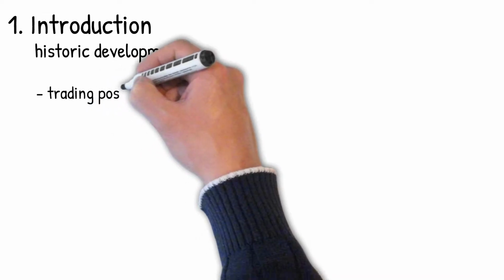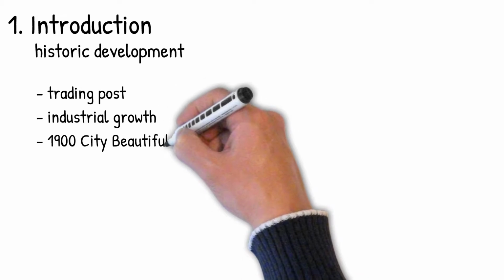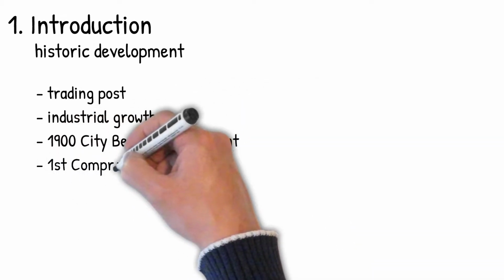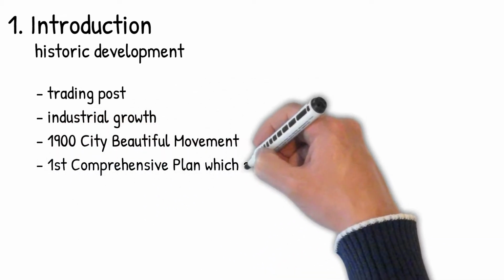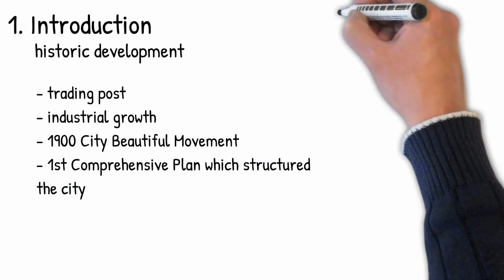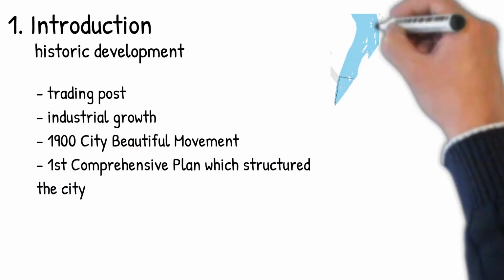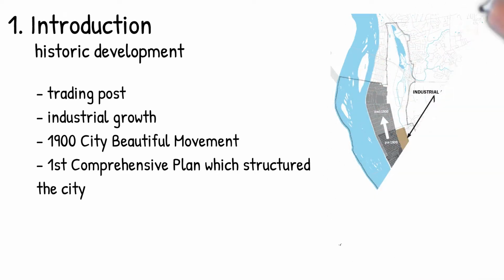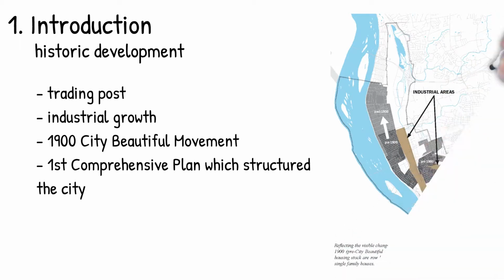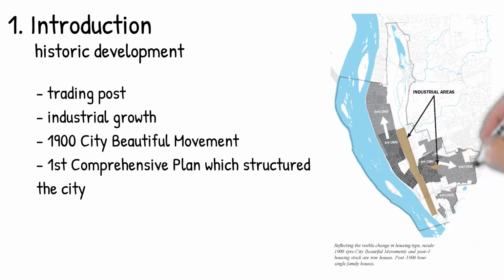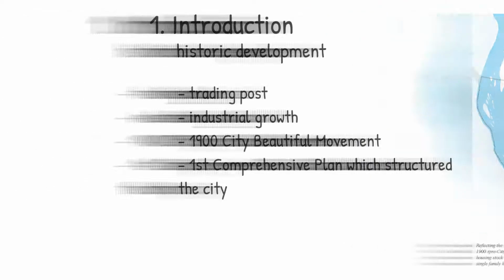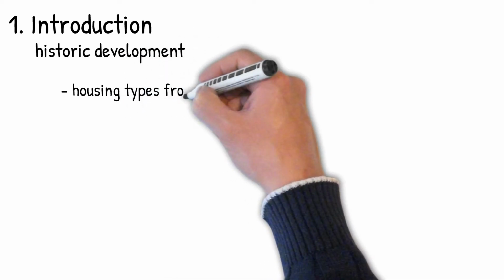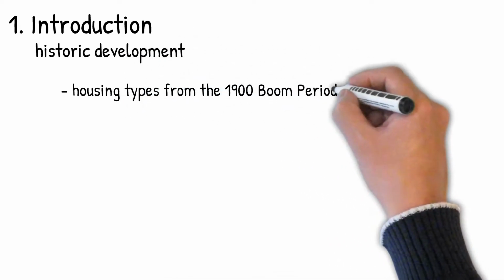So we continue this idea of the historic development of Harrisburg. It was a trading post. It was an industrial growth that continued to permeate through the city because of its location along the river and across the state. Then we get into 1900, which is the City Beautiful movement, and we start to understand city planning. And really, that was the first comprehensive plan that structured the city. And you can see from this diagram, looking at industrial areas, we got the pre-1900 and the post-1900 development through the city.